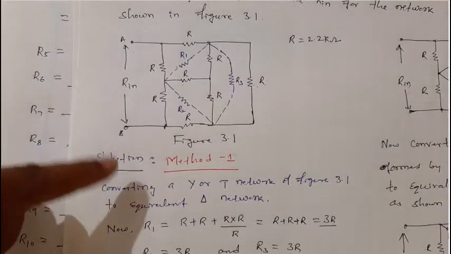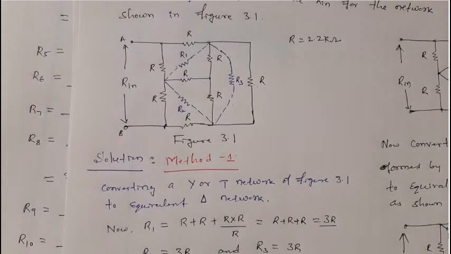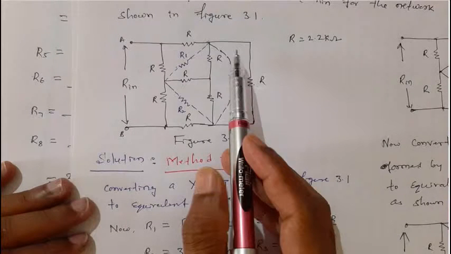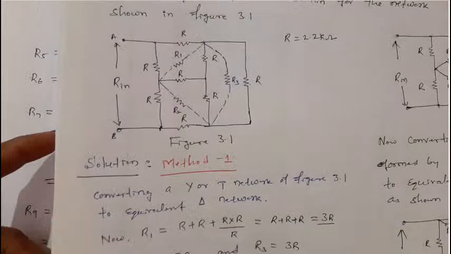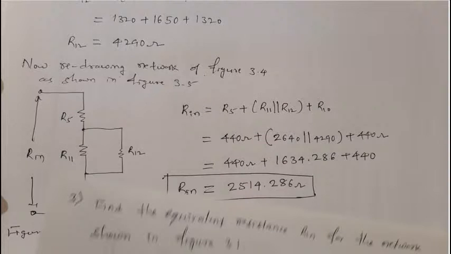So I will solve this in another method. One more method I will show you, where instead of converting this T network, I am going to convert this delta network to an equivalent T network. Instead of taking another numerical, I am going to solve this particular network itself in a different way. First I will redraw this network, dear students. This I call method 2, because I am solving it in a different method.